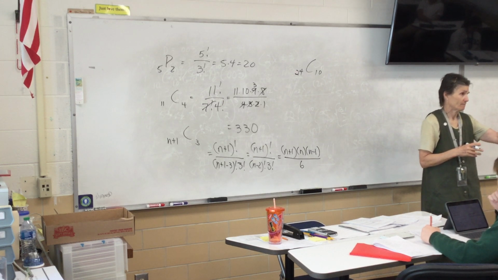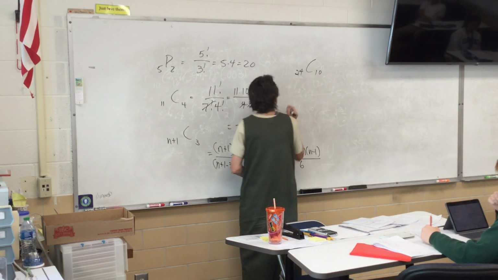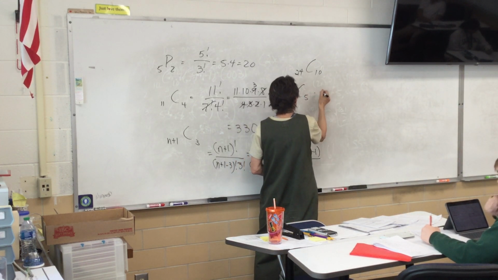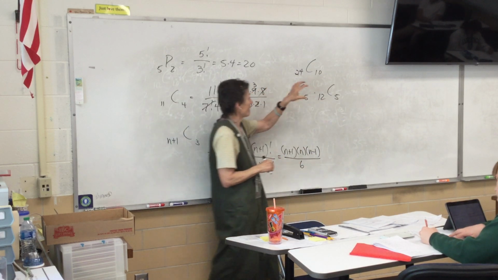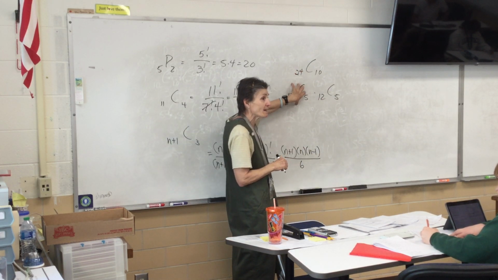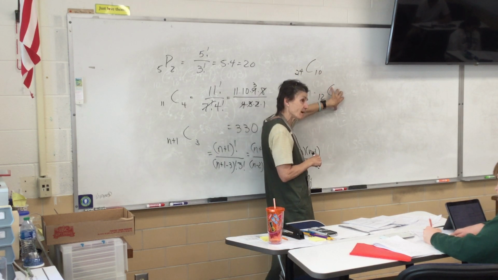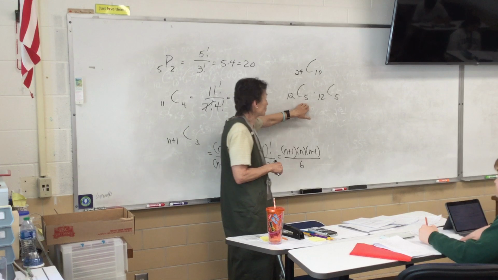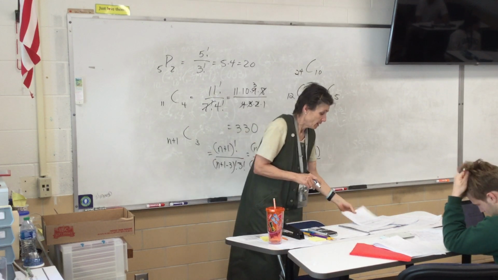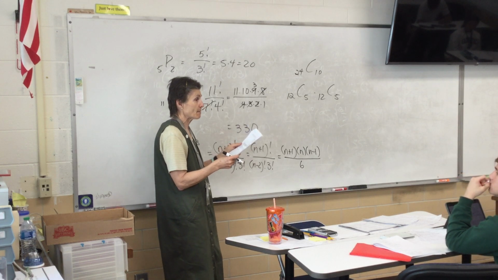We want to do 12C5 times 12C5. Why is it a times? Because you're picking 5 from this team and you're picking 5 from this team. Does that make sense? Yeah. So this is the way you want to do that problem. Does that make sense to everybody? We don't want to throw everybody into the same pot.